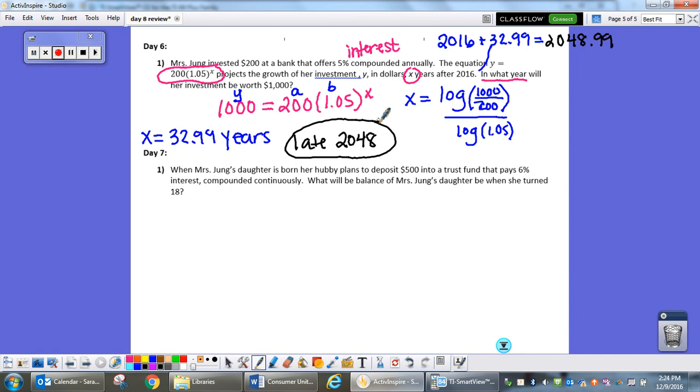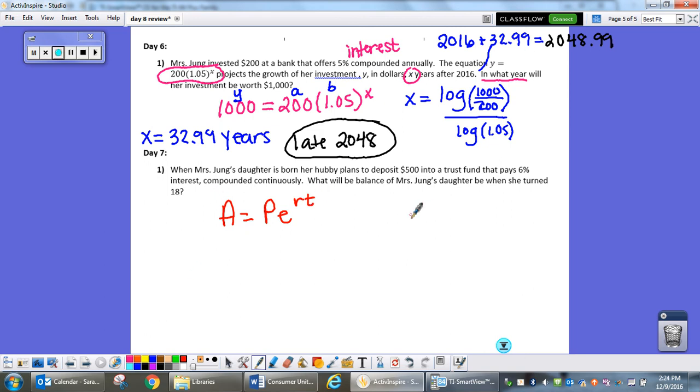All right, another Miss Young problem. So Miss Young, when her daughter is born, her hubby plans to deposit $500 into a trust fund that pays 6% interest compounded continuously. What will the balance of the daughter's account be when she turns 18? So here is where we use E, the last bit of information we learned. We have this equation, A equals P E to the R T.